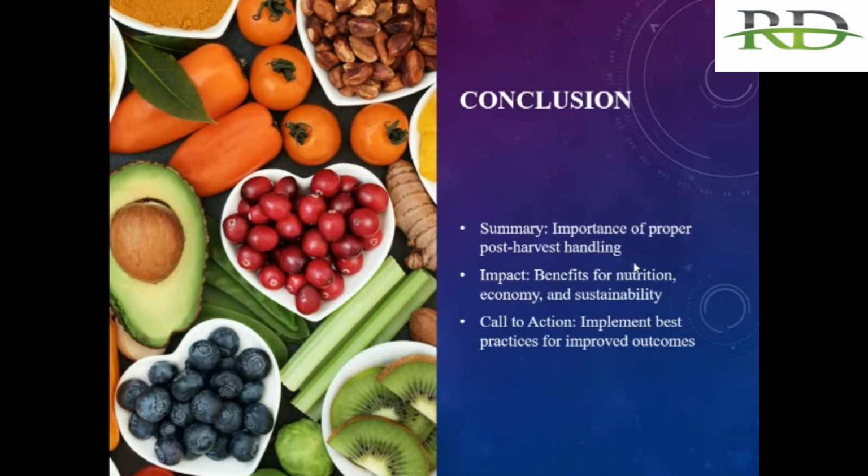First, we have to handle the post-harvest losses very carefully, and we have to implement best practices for improved outcomes. And we all know about post-harvest losses: though we are very good in large quantity production of mango, banana, fruits and vegetables, and are the second largest producer globally, if we see the other side of the coin, the post-harvest loss is still 30%, 35%. Sometimes it touches 40% also.